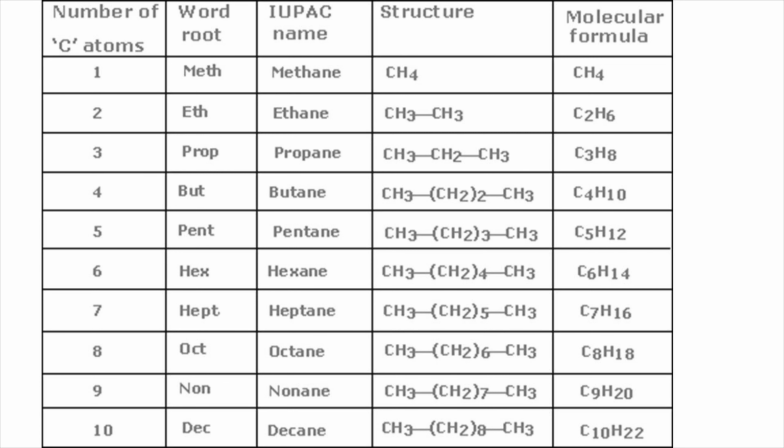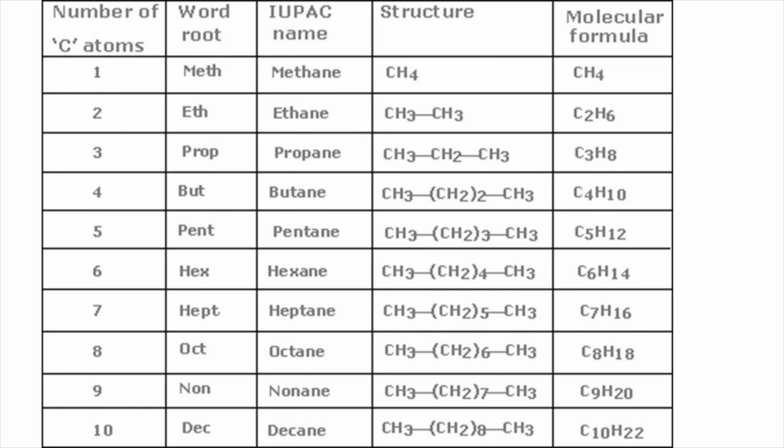If the number of carbon atoms is 1, then the prefix is meth. For example, the compound methane. If the number of carbon atoms is 2, then the prefix is eth. For example, ethane. If the number of carbon atoms is 3, then the prefix is prop. For example, propane. If the number of carbon atoms is 4, then the prefix is but. For example, butane. If the number of carbon atoms is 5, then the prefix is pent.